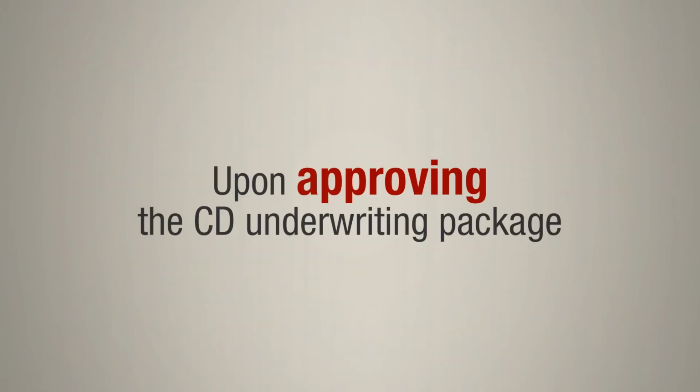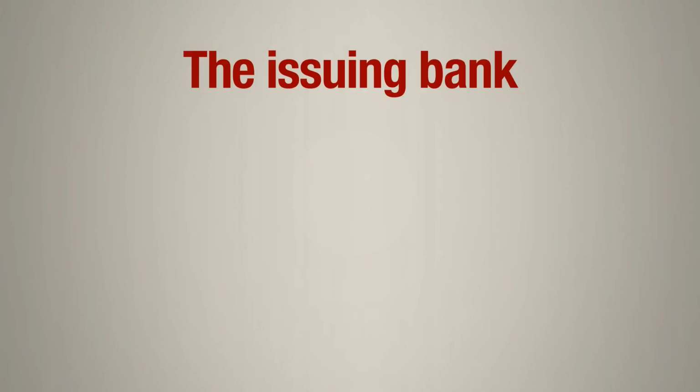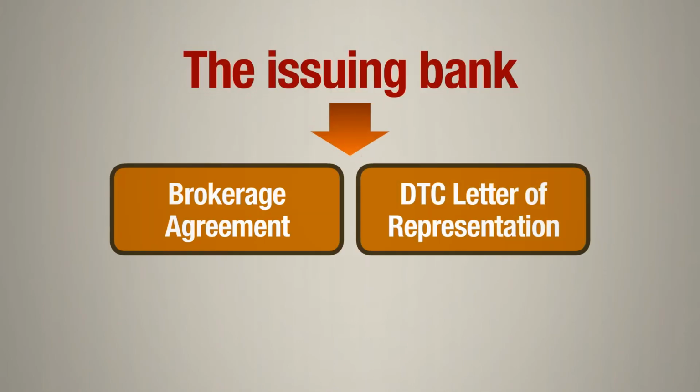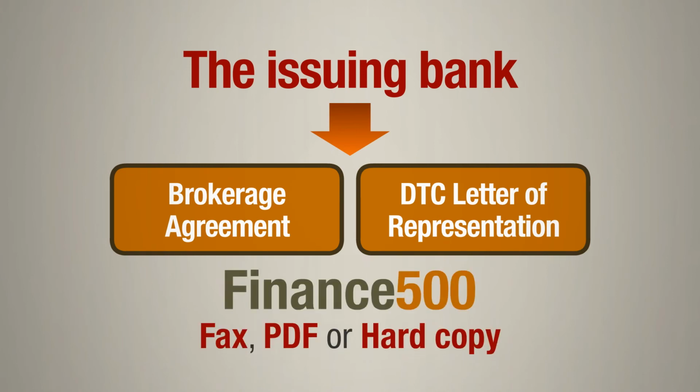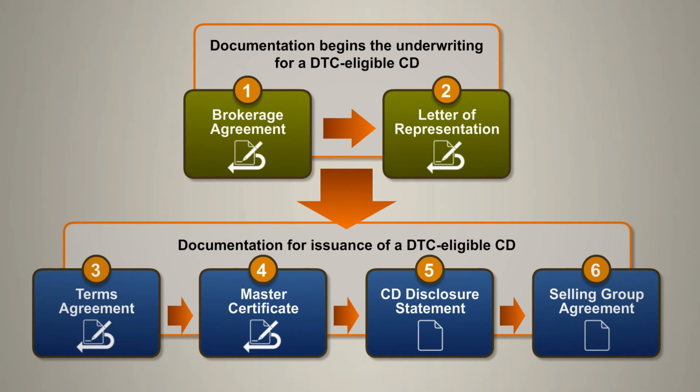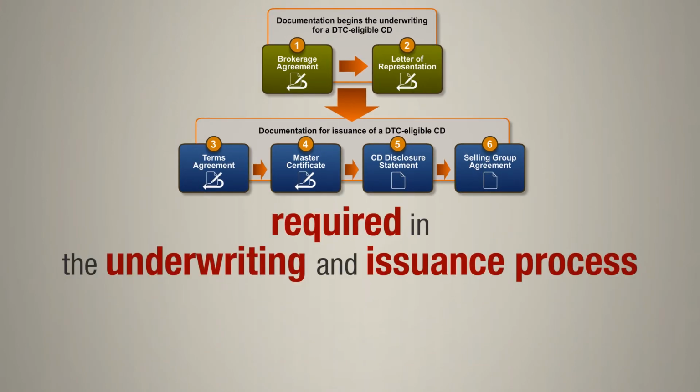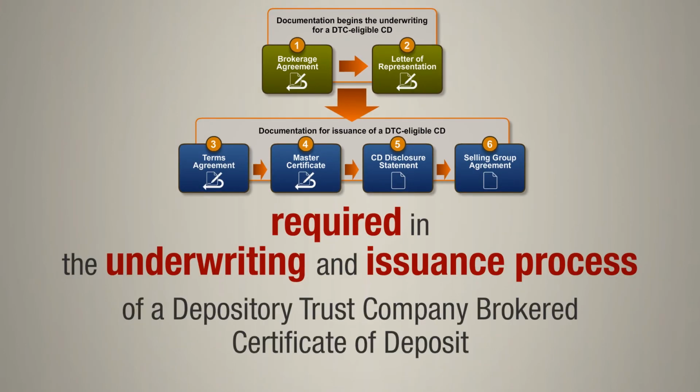Upon approving the CD underwriting package, the issuing bank sends the brokerage agreement and the DTC letter of representation to Finance 500 as a fax, PDF, or in hard copy. These are the documents required in the underwriting and issuance process of a Depository Trust Company brokered certificate of deposit.